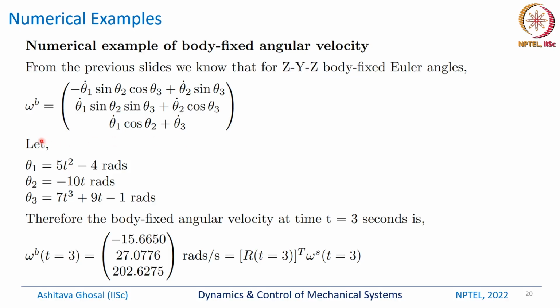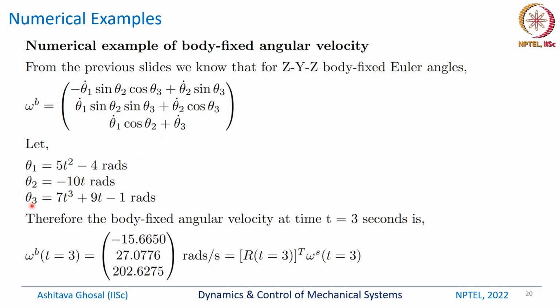We can also find omega b with the superscript b. For ZYZ, the angular velocity with superscript b is given by minus theta 1 dot, sin theta 2, cos theta 3, theta 2 dot, sin theta 3, and so on. The z component is theta 1 dot, cos theta 2 plus theta 3 dot. This has been derived earlier.